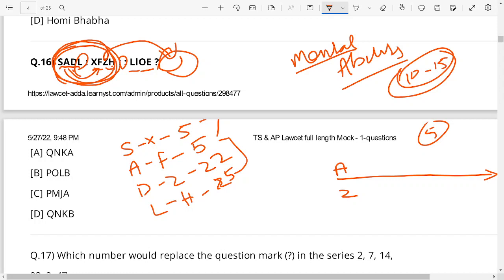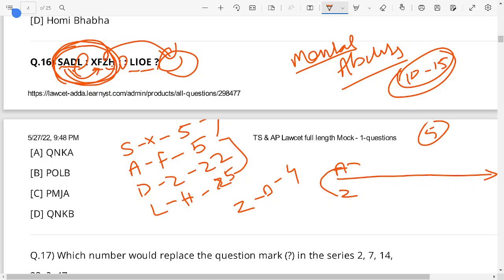Now look at it. If you see, from D to Z we have 22 letters. But if you reverse it, from Z to D, we will have four letters. That is from Z, A, then B, then C, and again D.